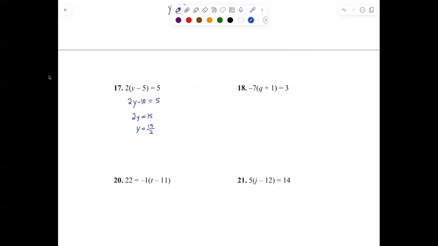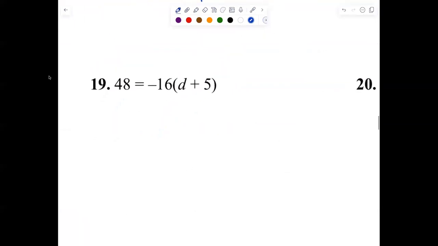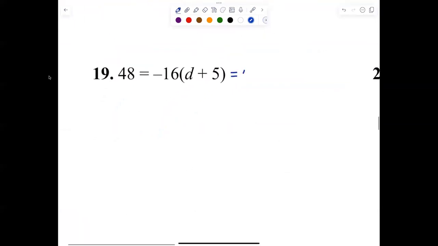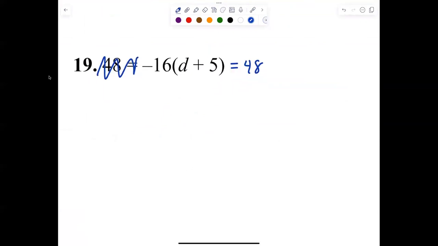All right, here we go. 19 equals 48. I'm gonna cross that out. Go. Just get rid of negative 16, you got negative 16 D minus 80 equals 48. So I added the 80, which was 128.